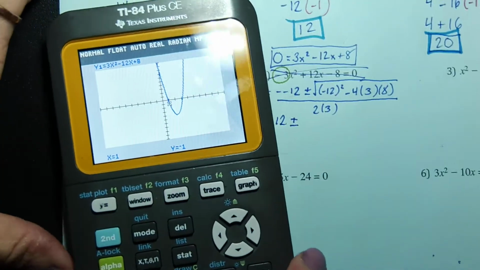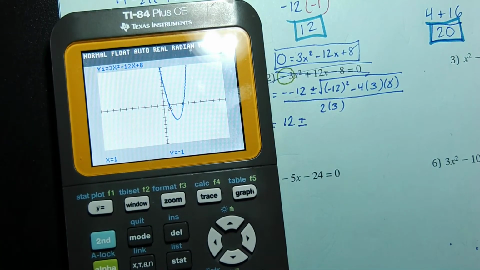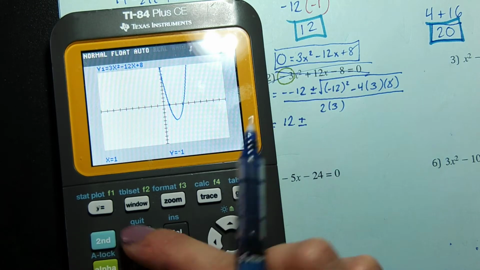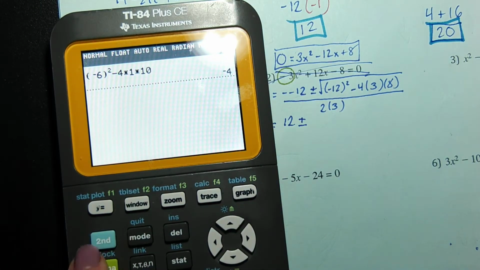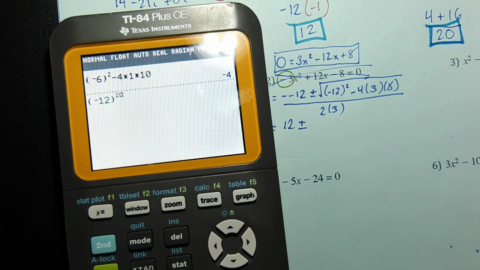Folks, if you're stuck on the graph, wondering how to get back to your calculator home screen, you hit second mode to quit. So second mode takes you out of the grapher and back into the actual calculate part.